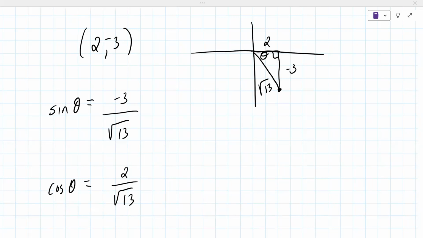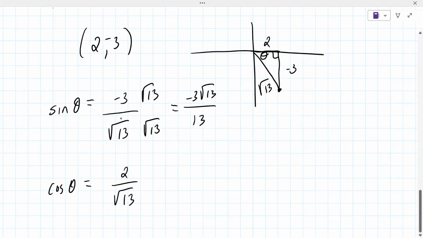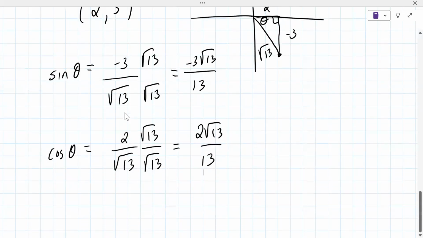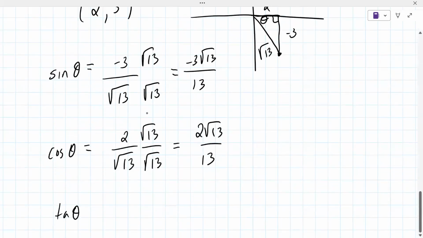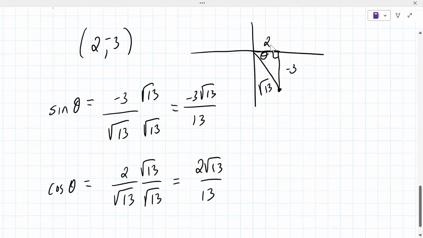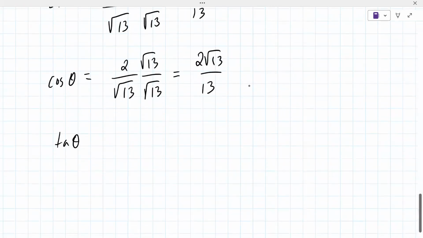So when you rationalize these, you're multiplying the top and bottom by the roots. -3 root 13 over 13. So it's 2 root 13 over 13. Tangent, yes, this is where it is good to know some of the variations on it, because if you're using these two answers, it could be more complicated than just doing y over x. So it is in some cases good to know that it is just that.